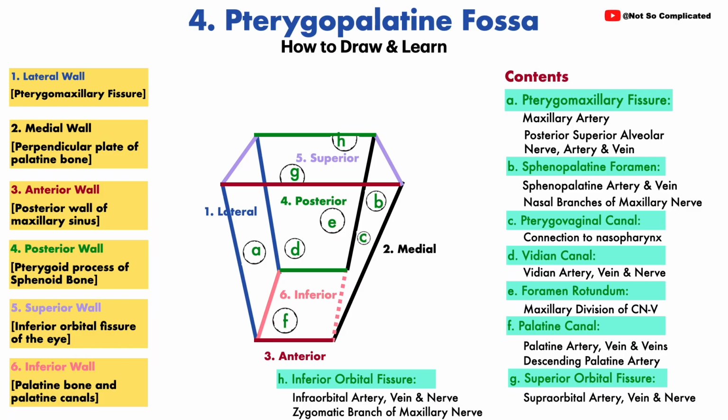So you might get confused, but you can remember it like this: in the lateral and inferior walls, there will be one fissure, and in the medial, posterior, and superior walls, there will be two fissures, and there will be structures passing through them. Alright, so that is how we complete the pterygopalatine fossa.